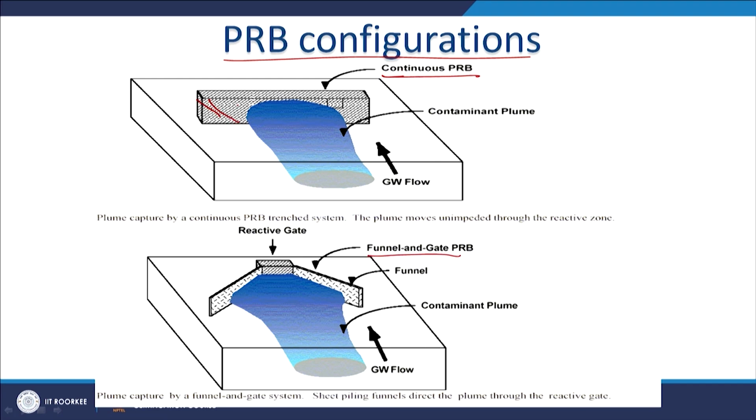Continuous, as in I have the reactive media throughout the relevant PRB, and the width of this particular PRB is greater than the width of this particular contaminated plume, right? So that is the continuous PRB. Funnel and gate, obviously as the name indicates, and as you can see here, you have only a part of this particular system containing the reactive media, and then you have impermeable, let's say, walls, if I can call them, right, that would channel the groundwater towards this particular reactive and permeable zone, right. So two cases: the continuous PRB and the funnel and gate system.